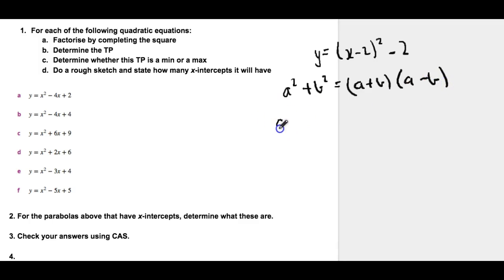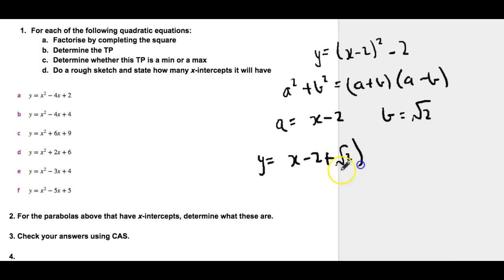So in this case, the a is going to be the square root of this first term, which is just x minus 2, and b is the square root of the second term, which is just square root of 2. Then we substitute it back into here. So a is x minus 2 plus b, so plus root 2. And then your second one is going to be x minus 2 minus root 2. Okay, so that's now in factorized form.